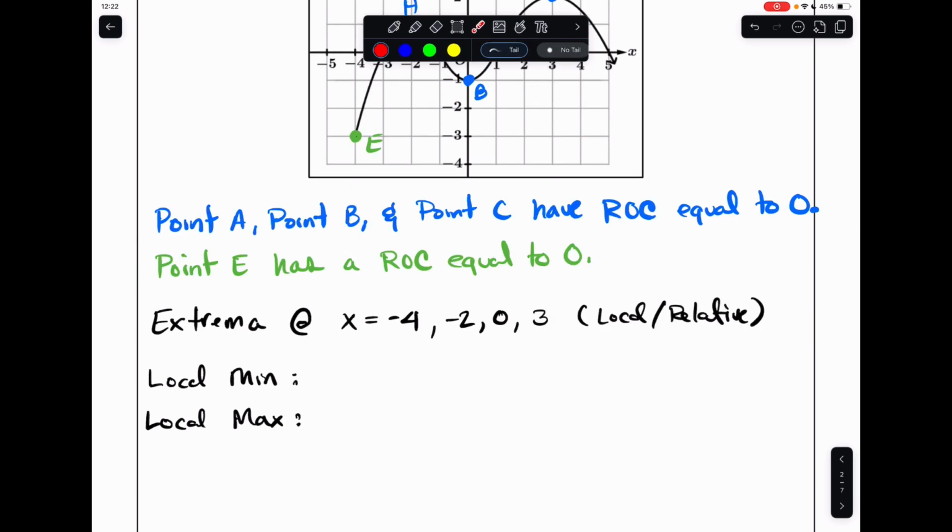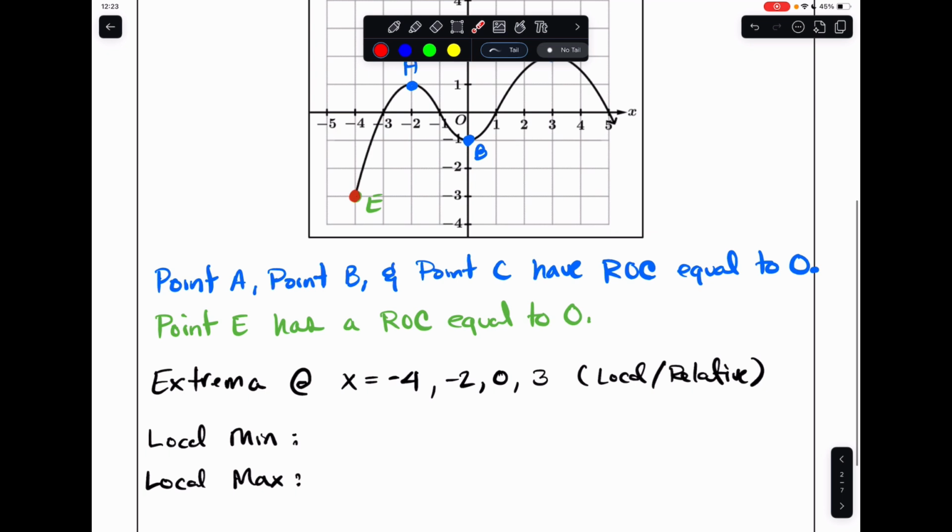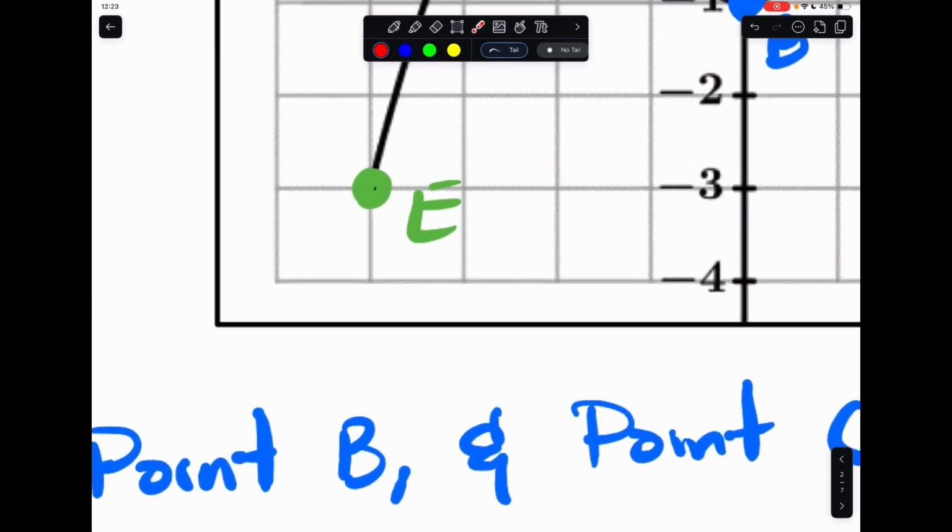So let's look at what the local minimums are. Our local minimums are going to occur here where the graph is going to be a minimum value in its respective area. So if we look at point E, we're here at -4. E is going to be a local minimum because of all the points, if I zoom in, of all the points in this general area, locally right there, this is going to be the smallest of all the points around it. Think about it like this, okay?